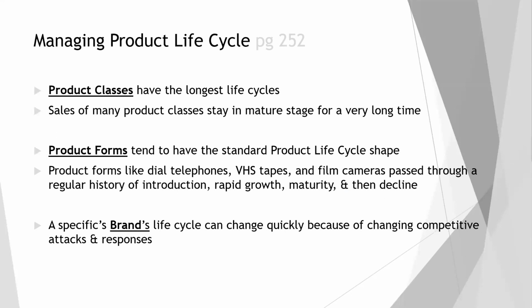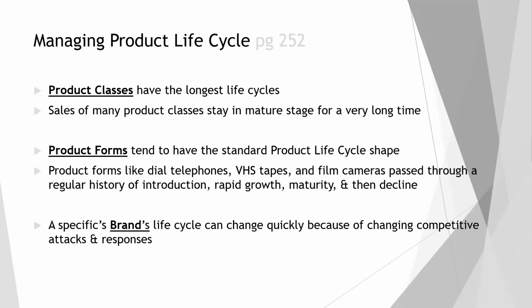Product forms tend to have a very standard product life cycle shape. So product forms, let's think of some examples like telephones, like VHS tapes, like film cameras, have all passed through this very regular standard PLC curve of introduction, rapid growth, maturity, and then decline. So they followed really that standard product life cycle shape.